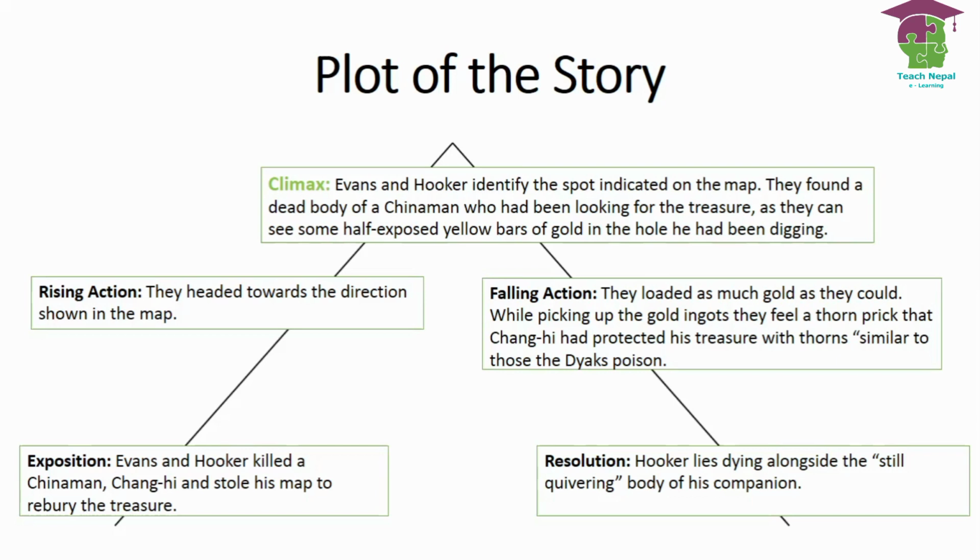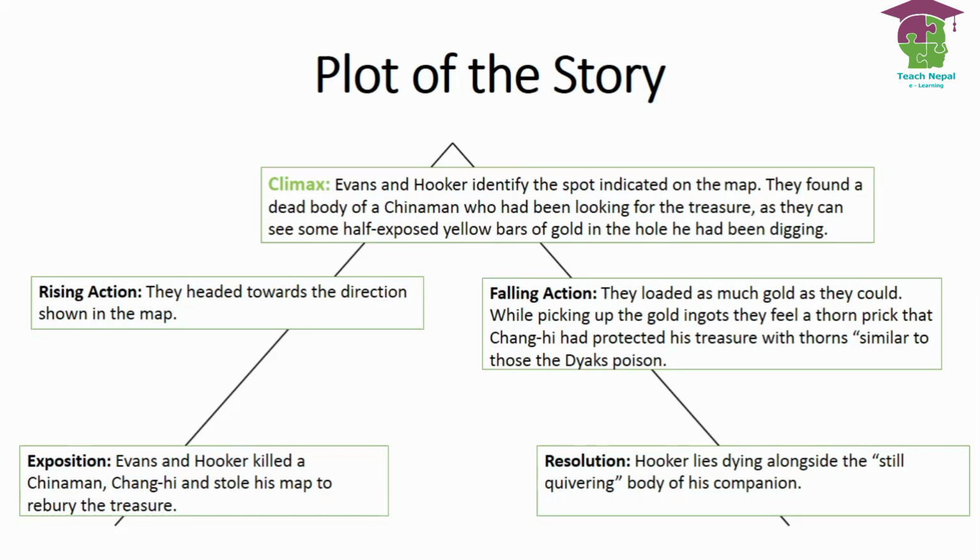At first, exposition: Evans and Hooker kill a Chinaman, Chang He, and steal his map to rebury the treasure, because they had found that Chang He had some treasure, or he had that map where those treasures were buried. Rising action: they headed towards the direction shown in the map.